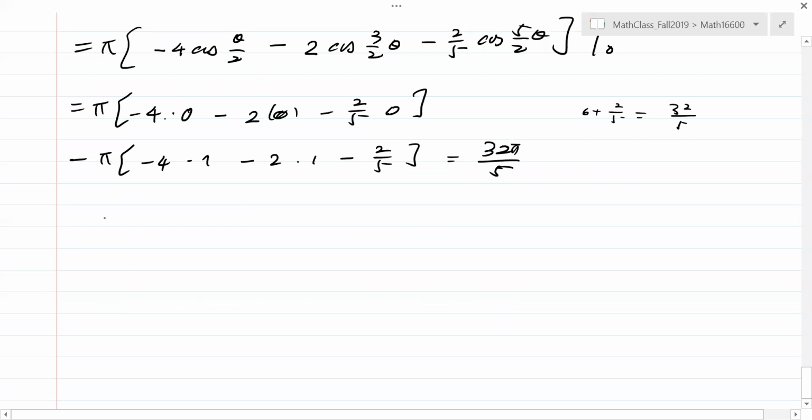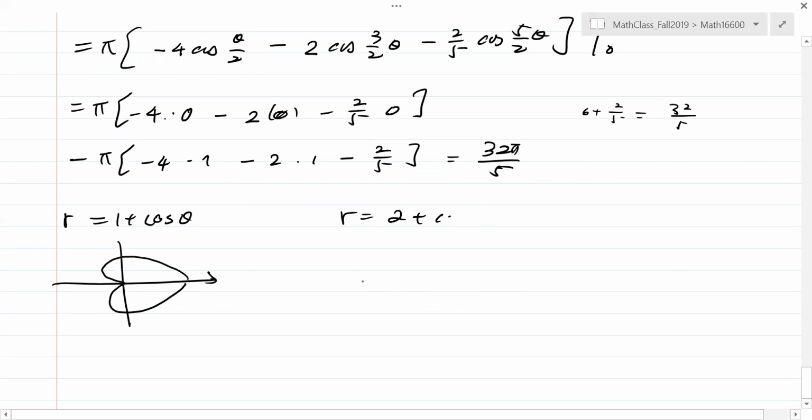So what if r equals 1 plus cosine theta? We know that it's a heart, okay? But if r equals 2 plus cosine theta, it's not going to be a heart. When theta is pi, it'll be 2 minus 1, still a positive number, so it's going to be like that. Okay, this is r equals 1, here r equals 3, and this is r equals 2, and this side is going to be 0.